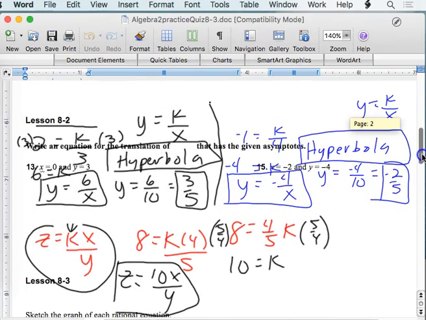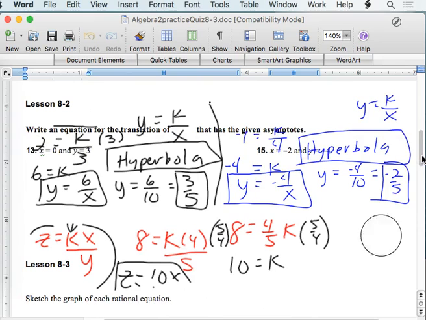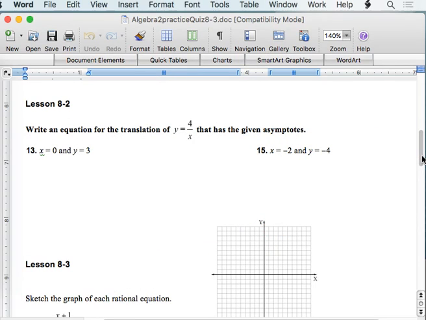Alrighty, let's see what the next group of problems is from 8-2. Write an equation for the translation of y equals 4 over x. Okay, so they've already started us off. That has these for asymptotes. I wonder if this would be helpful. You remember that? Y equals a over x minus h plus k. So to translate, all we have to do is figure out what should go in for h and what should go in for k. All right. So they're telling us use a 4.